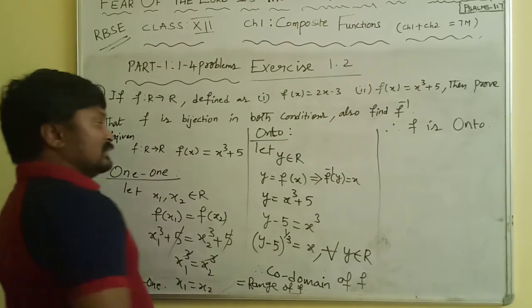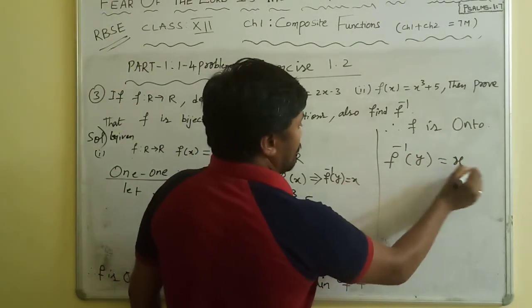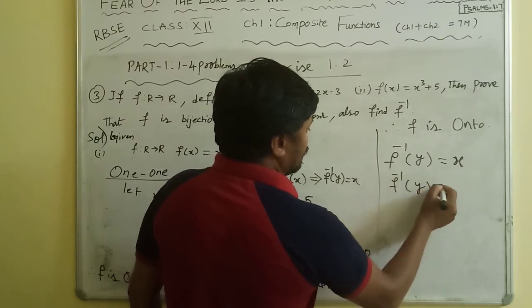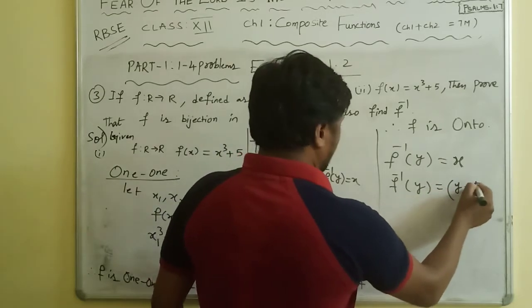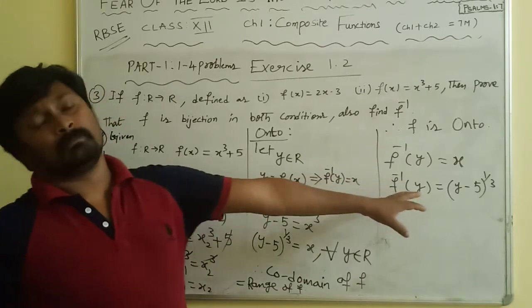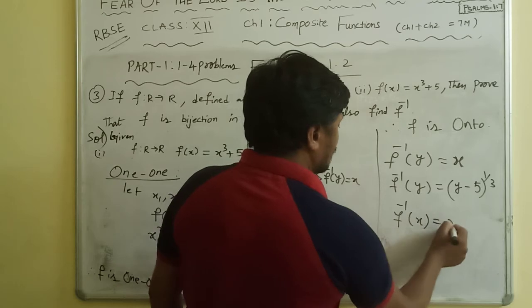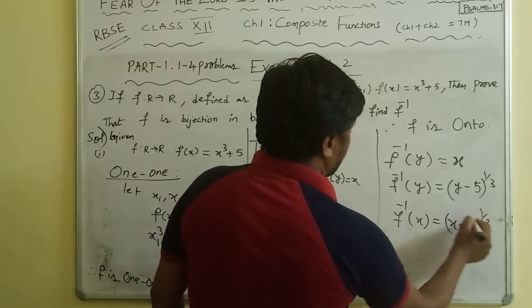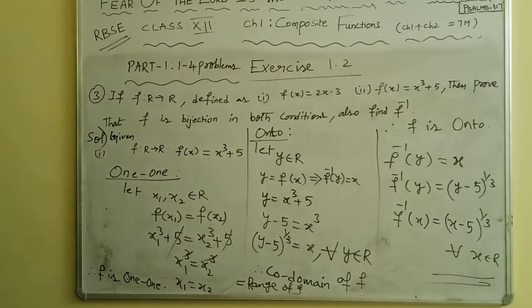Once f is onto, then what can we write? We need to find f inverse. So you already know that f inverse of y is equal to x. So f inverse of y is equal to, what is your x here? x is nothing but y minus 5 whole to the power of 1 upon 3. So now just in the place of y we need to substitute x. So now f inverse of x is equal to x minus 5 whole to the power of 1 upon 3 for every x belongs to R. This is nothing but your f inverse for f of x is equal to x cube plus 5. So this is about your third problem.